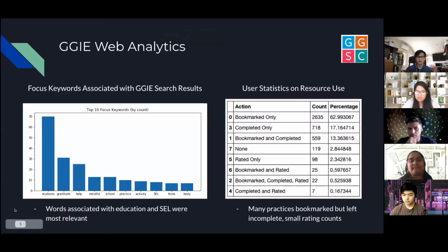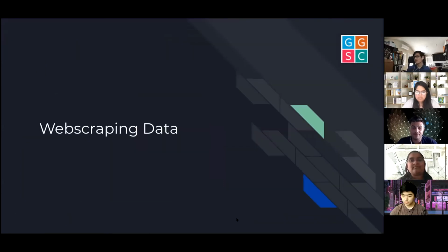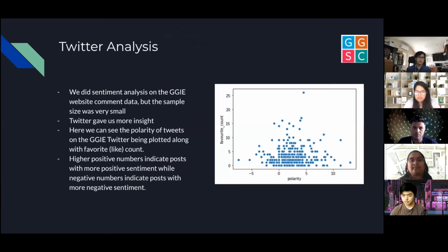All right. So next up, we also decided to go and look at web scraping data, as Sammy described before. And 2 of those resources that we used were both Twitter and Reddit. So for Twitter, what we tried to focus on was the GGIE social media account to see what type of outreach was occurring there. So we did some things such as sentiment analysis, as you can see here on this slide, as well as other resources such as how GGIE was being perceived online.